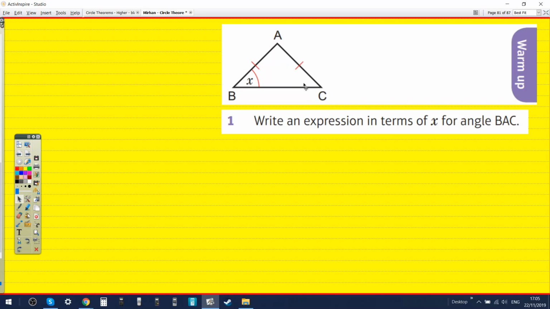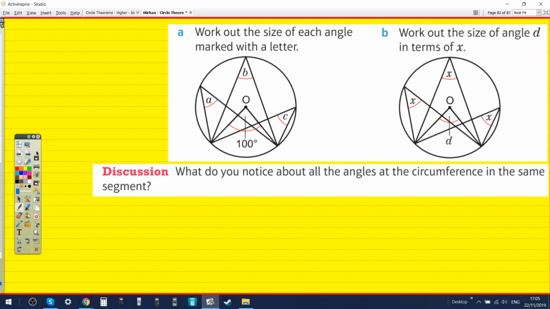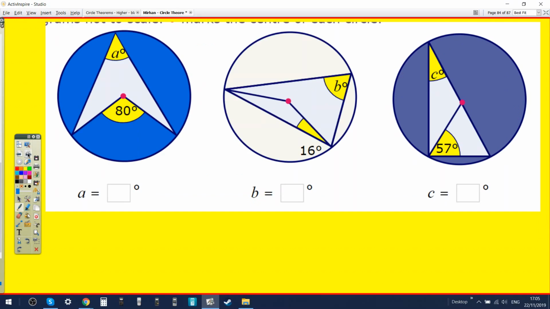So BAC. What would be the angle C? X. So that's X. And then how would you find the angle A if you knew what X was? 180 minus 2x. Yes, and that's the answer.